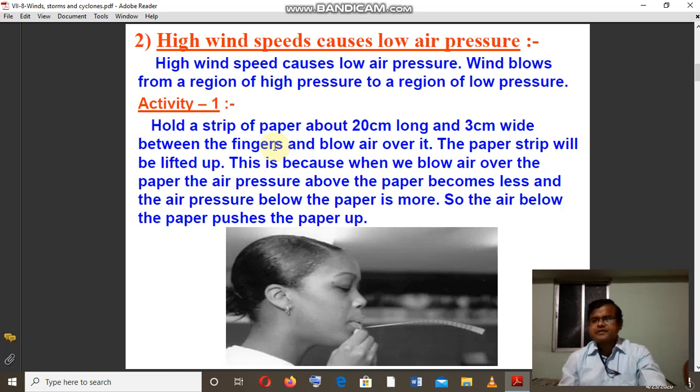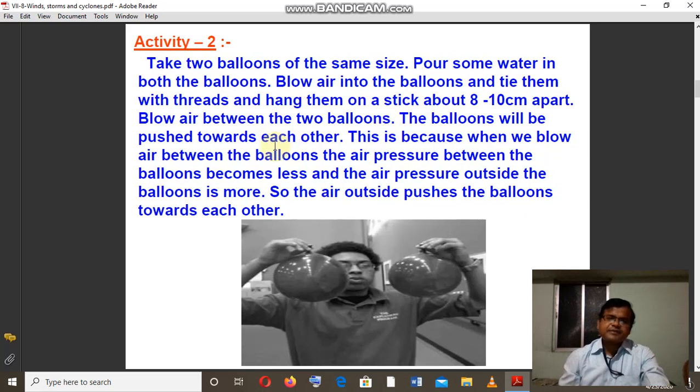air over it. What do you find? The paper strip will be lifted. This is because when you blow air over the paper, the air pressure above the paper becomes less and the air pressure below the paper is more. That is why the air below pushes the paper up. Okay, understood? Next, another activity.